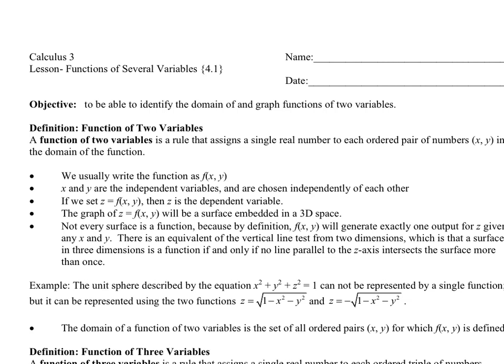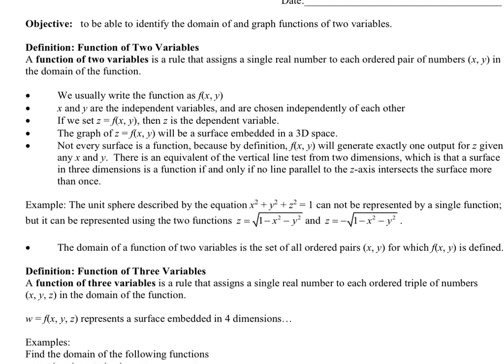Just like f of x can be thought of as y, f of x comma y can be thought of as the z. X and y are independent variables and are chosen independently of each other. So they're unique independent variables. They could coincide with one another, but that's not what you're expecting going in. That I already addressed.